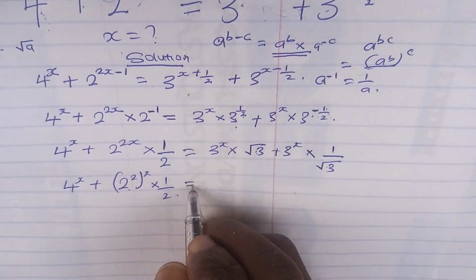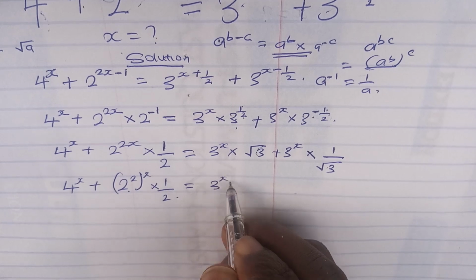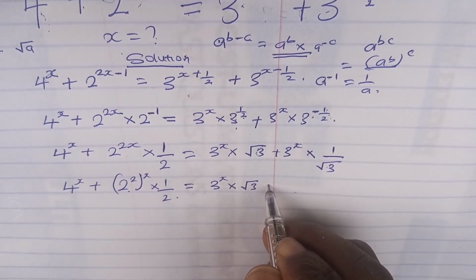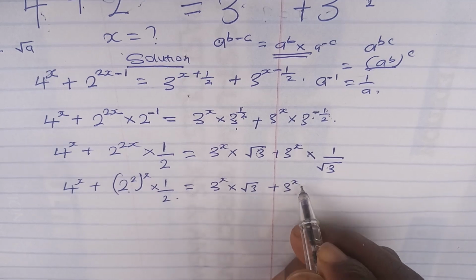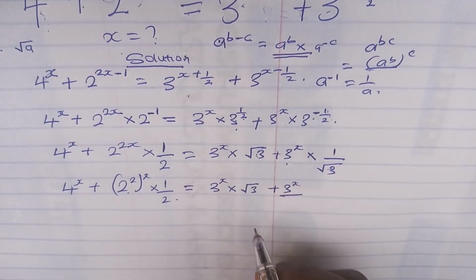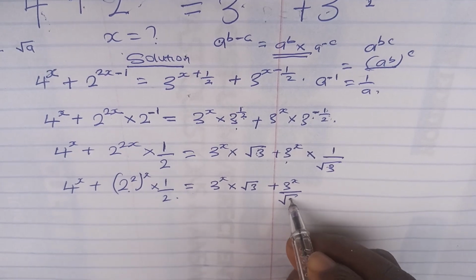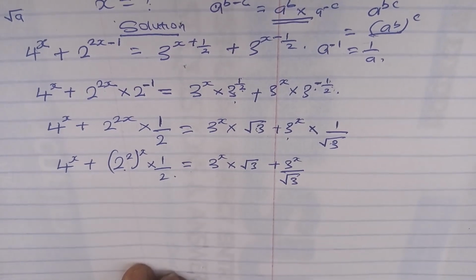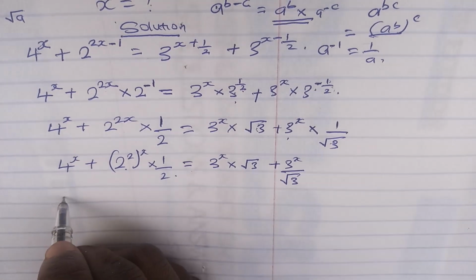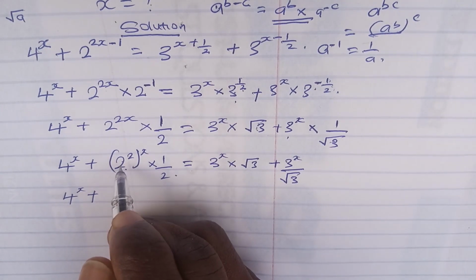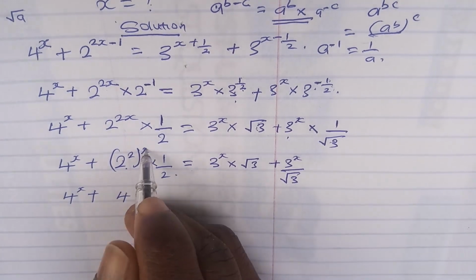So it's also equal to 3 to the power of x times the root of 3 plus 3 to the power of x over root of 3. Okay, having done this, we can simply write this to be 4 to the power of x plus this, and 2 to the power of 2 is going to give us 4, so we are having 4 to the power of what?